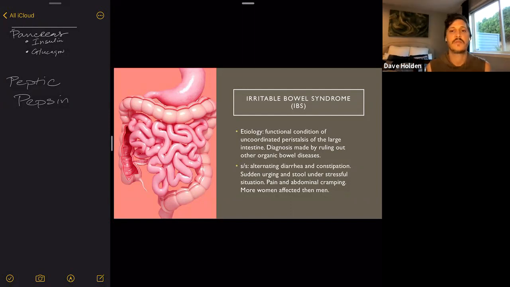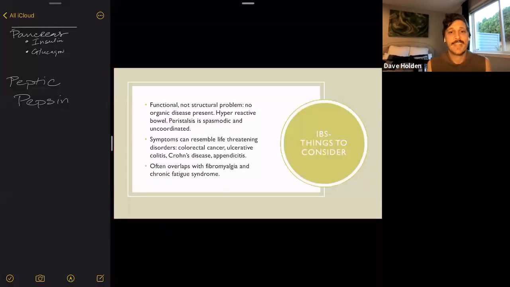They'll diagnose IBS by exclusion. So once they've ruled out everything that they can test for, IBS is functional, it's not structural. So there's no disease present, right? You don't have an infection that we can fight. Antibiotics won't work on this. You just have a hyperreactive bowel, and your peristalsis is more of a spasm and uncoordinated rather than a nice flowing, smooth muscle contraction.